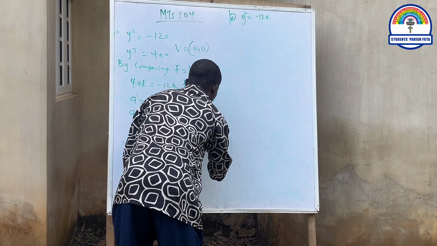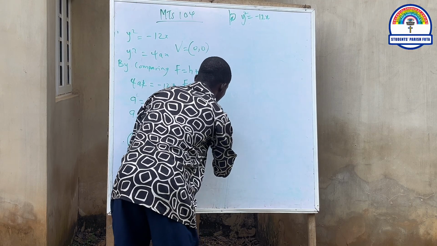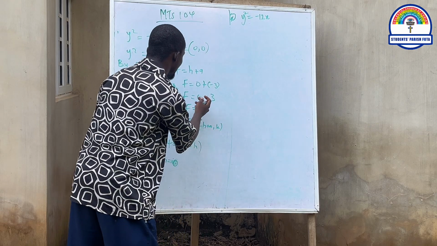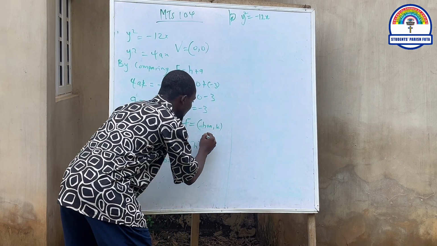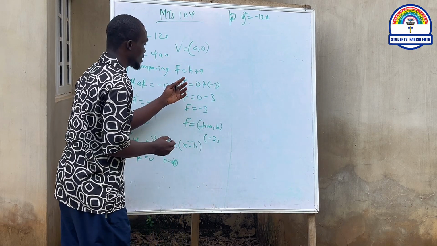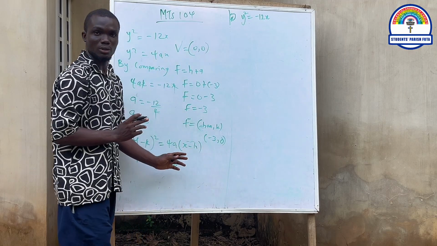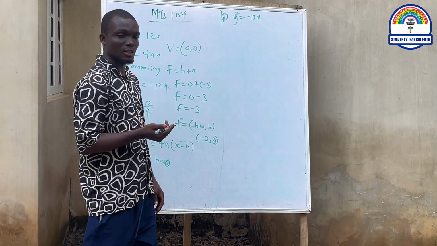h plus a, comma k. Right? So what is my h plus a? What do we get? We get minus 3, right? That's minus 3 coordinates. What is k? That's 0. Alright, now let's get the directrix.